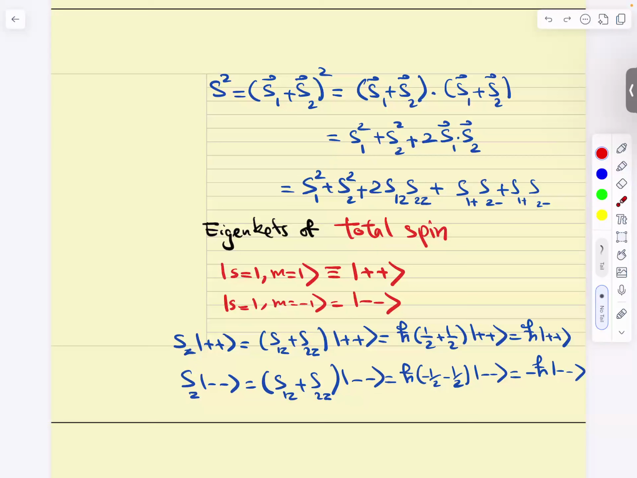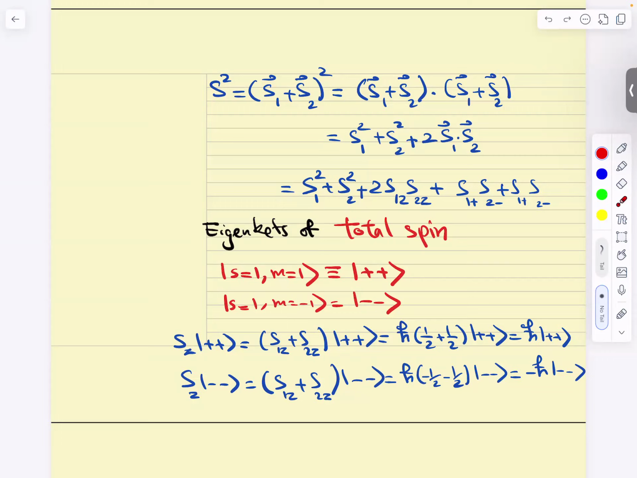All right, so let's talk about the second basis. What are the eigenkets of total spin? The total spin squared is S1 plus S2 squared, that's S1 plus S2 dot S1 plus S2, which is S1 squared plus S2 squared plus 2 S1 dot S2. Are these equations clear? The notation is clear. Similarly for S2.